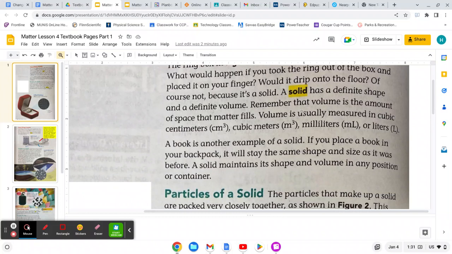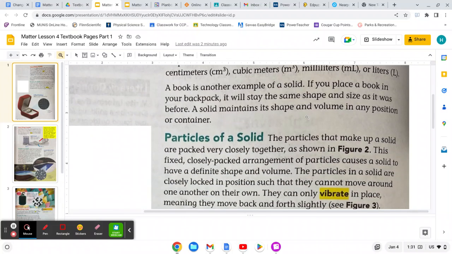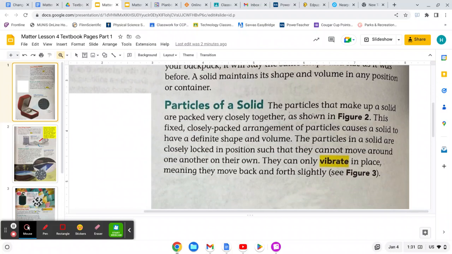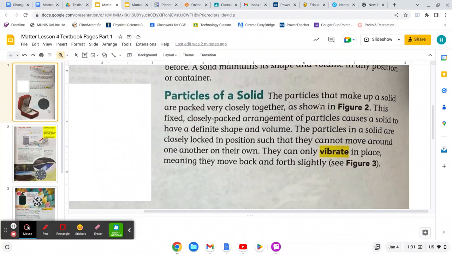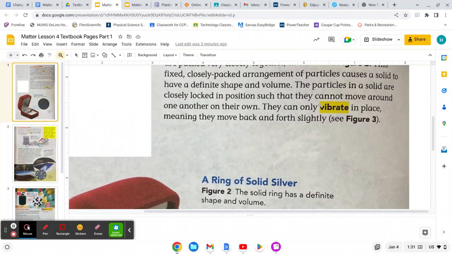become round. The particles of a solid are packed very closely together and they are fixed, which means that since they are so close together, they have a definite shape and volume. The particles in a solid can't move around one another. They can only vibrate in place, meaning that they only move back and forth slightly.